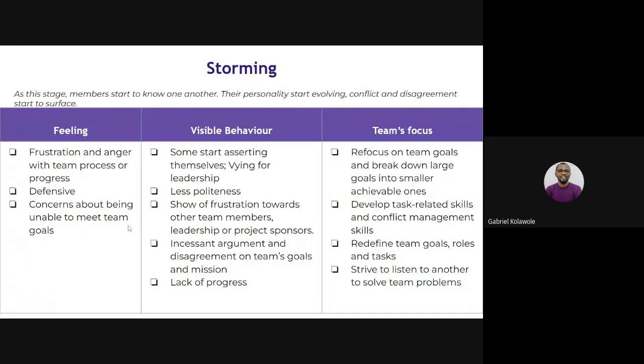Concerns about being unable to meet the goal. Visible behaviors: some start asserting themselves at this point where people are stepping out of their comfort zone. Some people are natural leaders, and they don't know how to behave in a way that there's shared leadership. Some people as leaders, their leadership is to trample on people, step on their head, get them out of the way. Because everybody's also stepping out, there's less politeness, show of frustration, arguments begin to well up in situations like this, and progress is impeded.